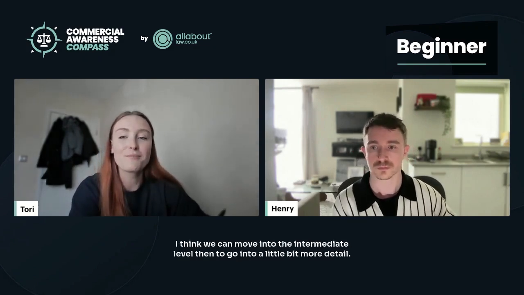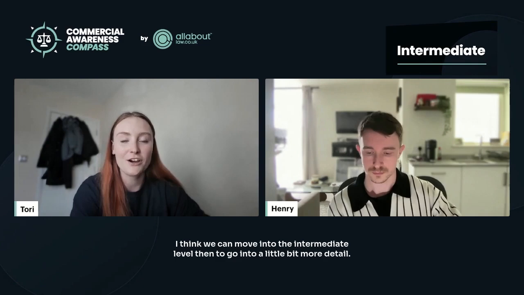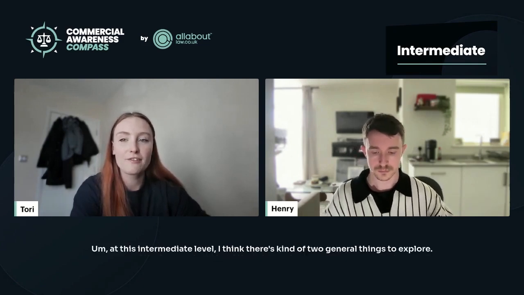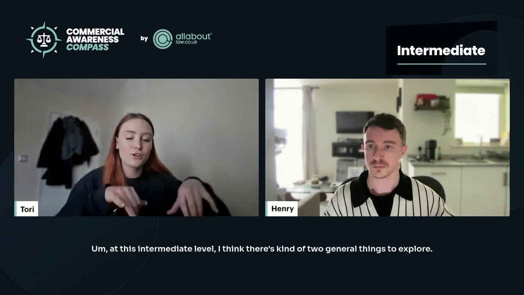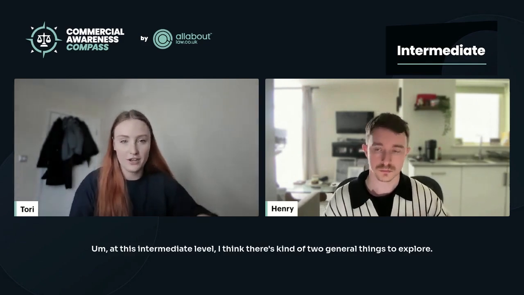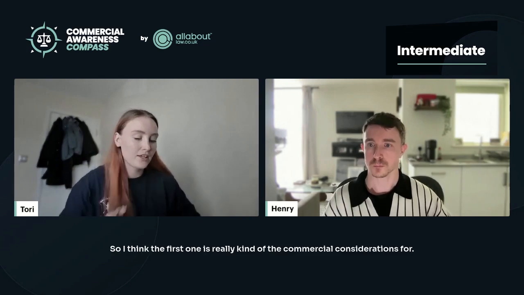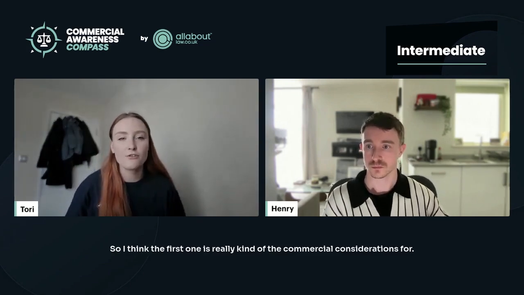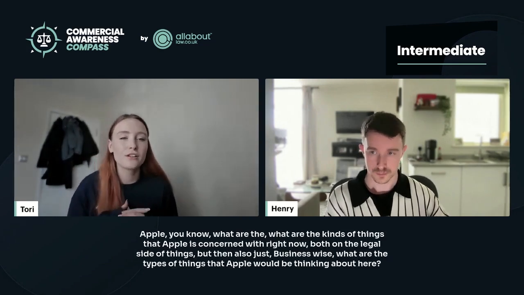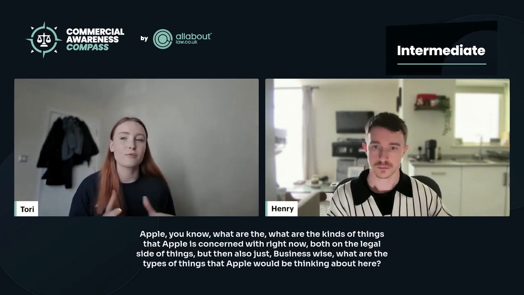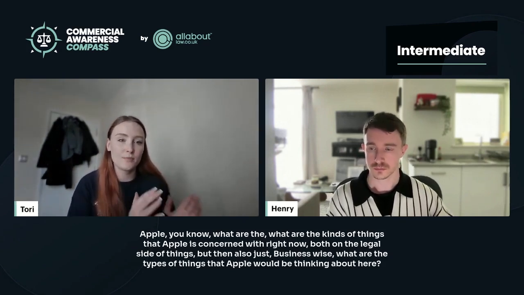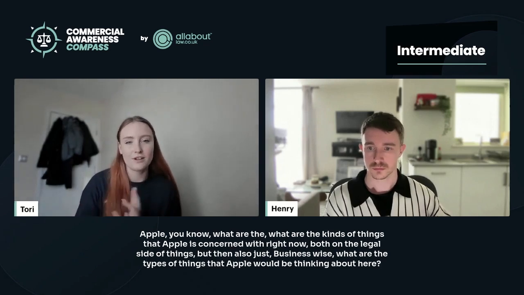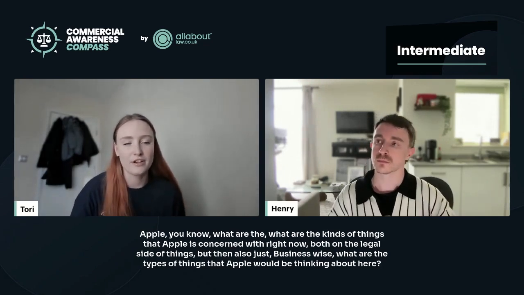I think we can move into the intermediate level then to go into a little bit more detail. At this intermediate level, I think there's two general things to explore. The first one is the commercial considerations for Apple. What are the kinds of things that Apple is concerned with right now, both on the legal side of things, but then also just business wise? What are the types of things that Apple would be thinking about here?